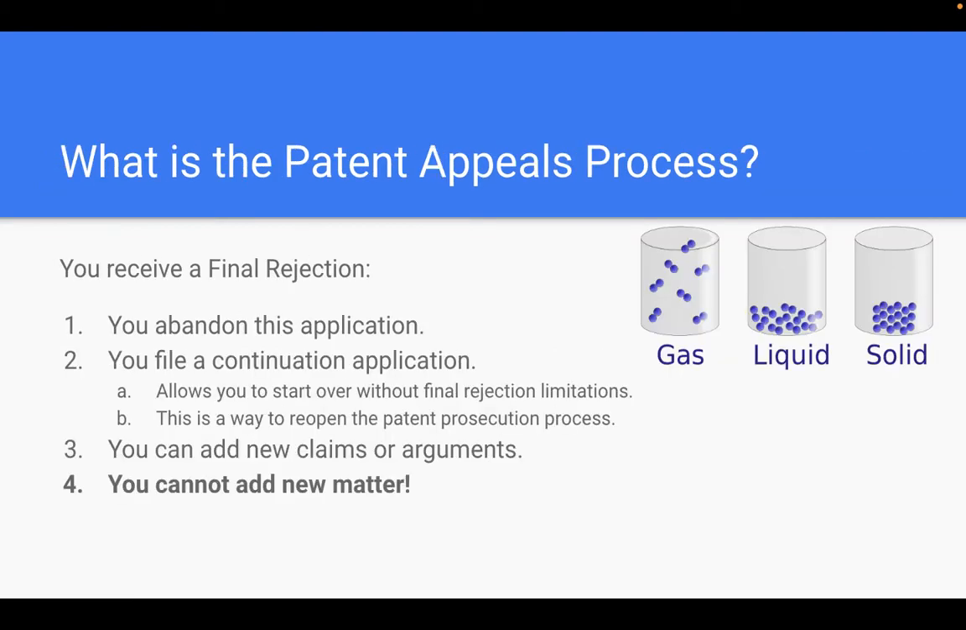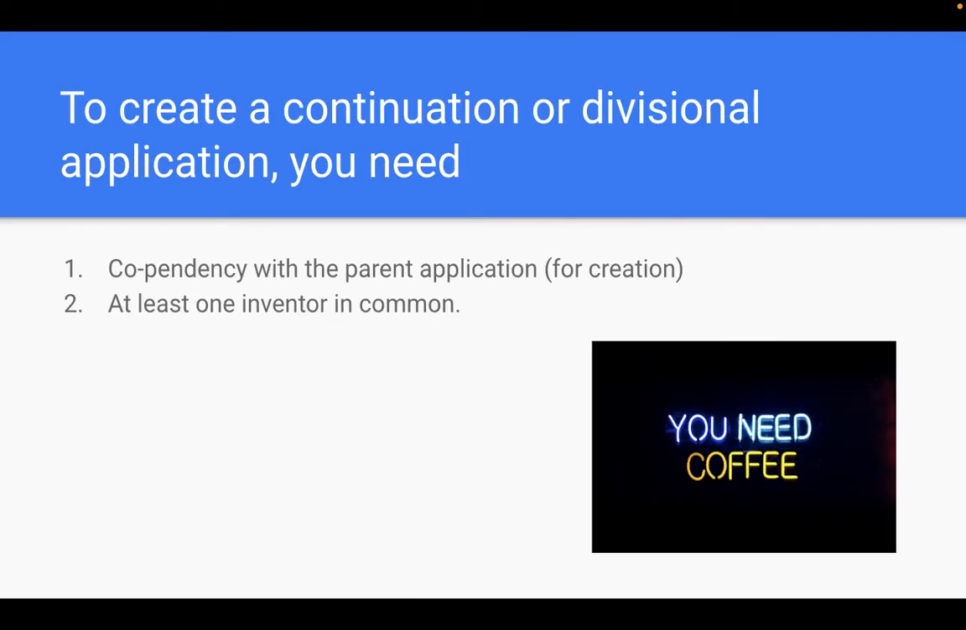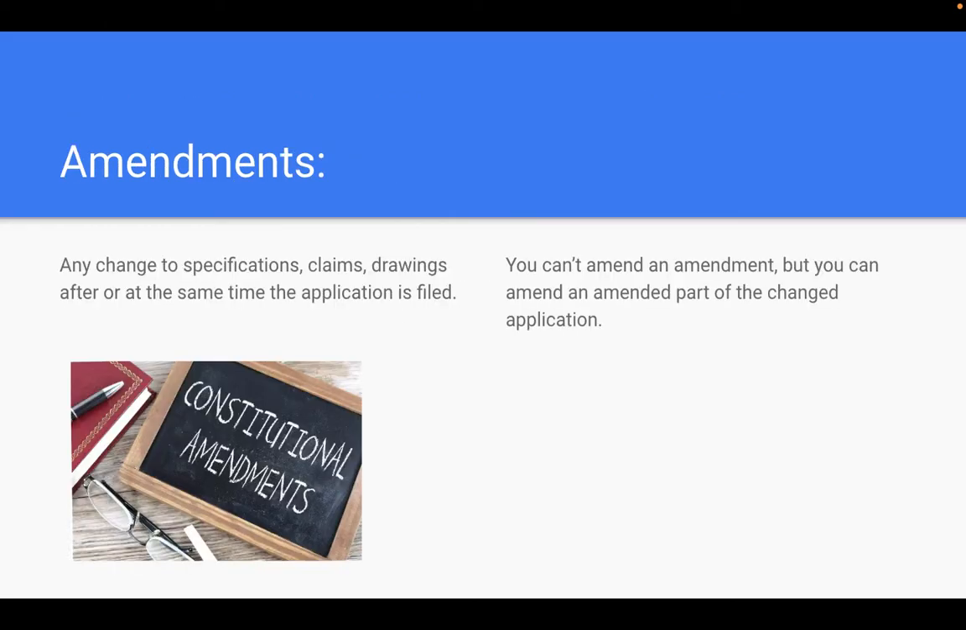An alternate scenario that could happen is you receive a final rejection and you abandon this application, and instead you file a continuation application, which will allow you to start over without the final rejection limitations. So this is going to be a different route in order to reopen the patent prosecution process. However, you're normally not going to be able to add any new claims or arguments, and you're definitely not going to be able to add any new matter. To create a continuation or divisional application, you're going to need co-pendency with the parent application at the time of creation, and you're going to need at least one inventor in common. And you're going to benefit from the earlier filing date.